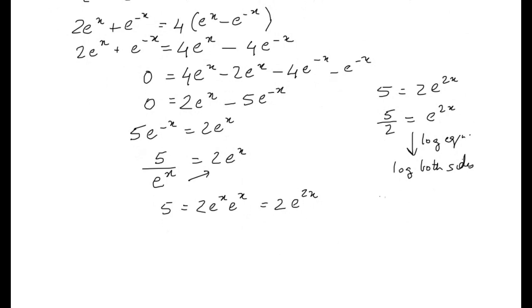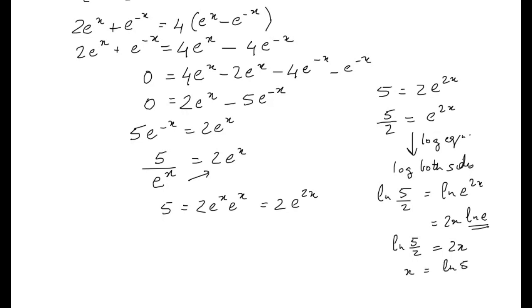So log 5 by 2, ln 5 by 2, here the base is assumed to be e, is equal to ln e to the power of 2x. Now the right hand side can be 2x log e, and the value of log e is 1. So that is 2x is ln of 5 by 2. And we finally get x is equal to ln of 5 by 2 divided by 2.